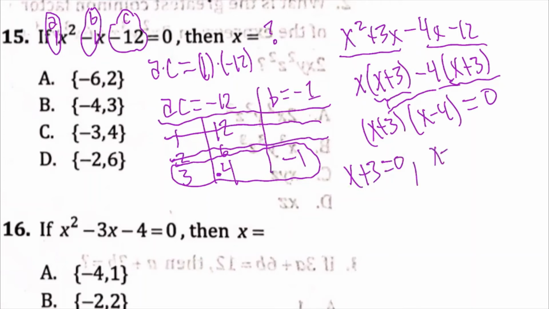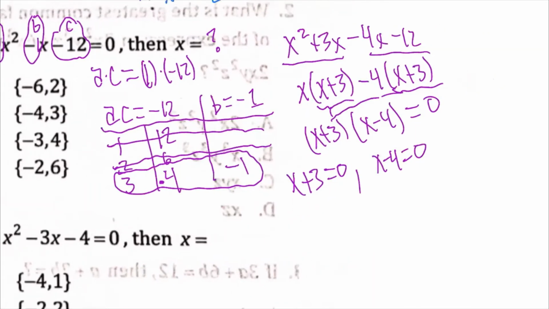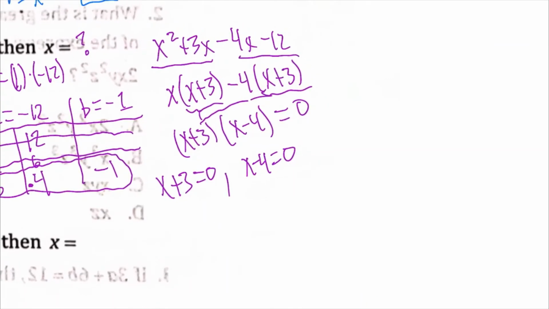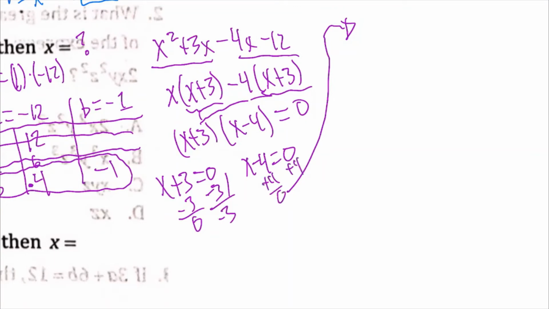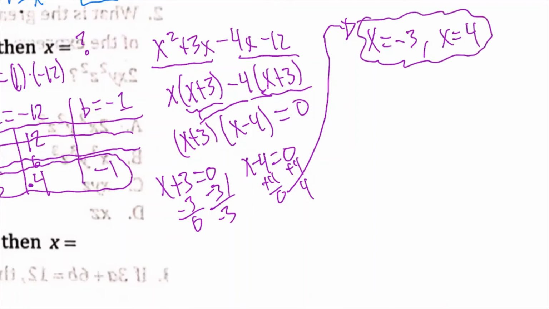x plus 3, x minus 4. Then I move these over. So if I do -3, that is -3, and then plus 4, that's 0, that's 4. So then my first one is x equals -3, and then x equals 4. Okay, now these are my x value solutions.